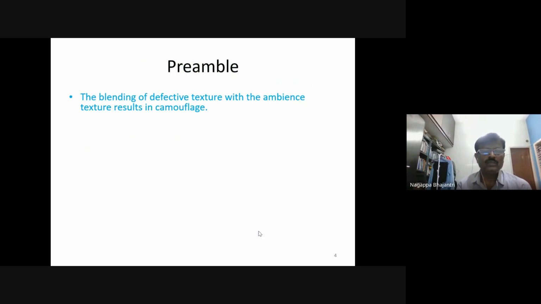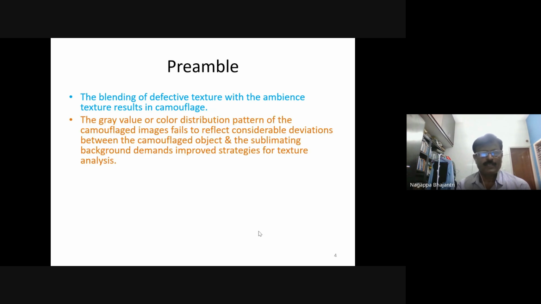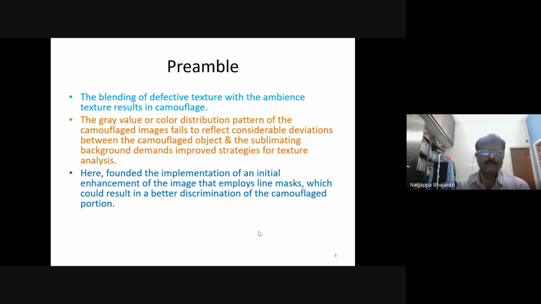We can also say that blending defective textures with ambience texture results in a camouflage. Normally the gray or color distribution pattern of the images fails to reflect the considerable deviations between the foreground and the background. So that demands an improved strategy for texture analysis. It may be a texture, or a color, or a shape, right? Here we are going to consider texture discrimination.